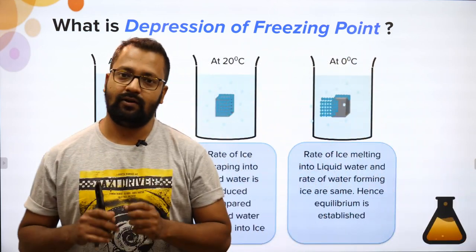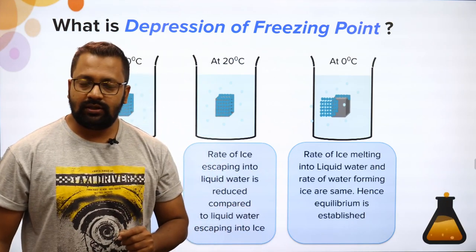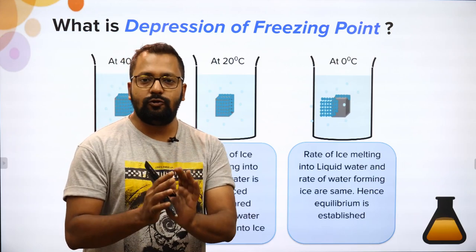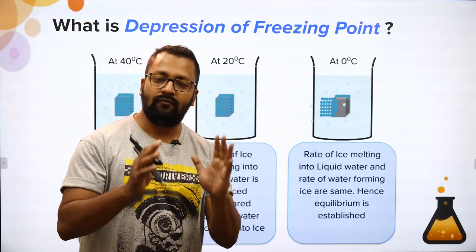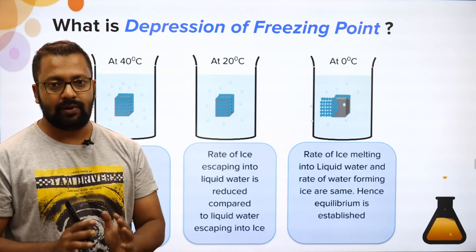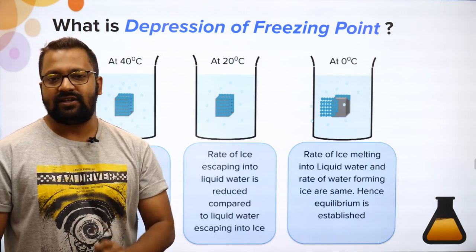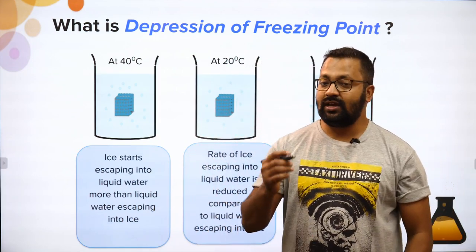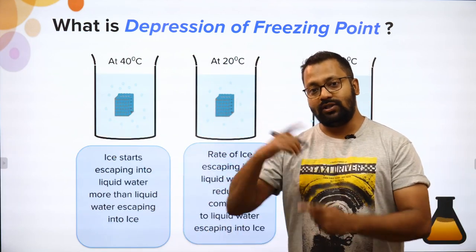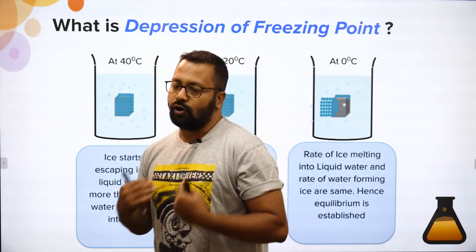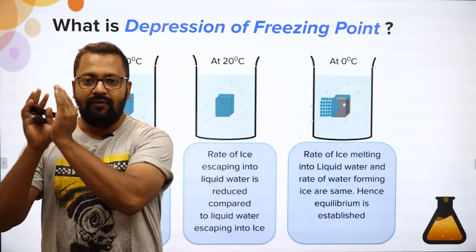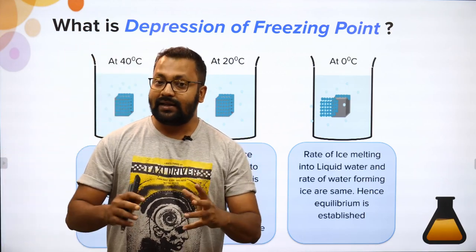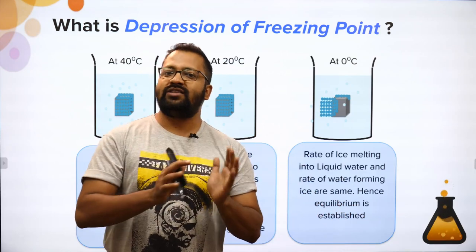Freezing point of a particular liquid is the temperature at a given pressure at which it converts spontaneously into a solid state, or we can say that solid and liquid equilibrium is maintained at the freezing point. For freezing point to be observed at a particular temperature, I need to know the external pressure. For water, when the pressure is 1 atmosphere, the freezing point is 0 degrees Celsius. But if I change the pressure, the freezing point changes.